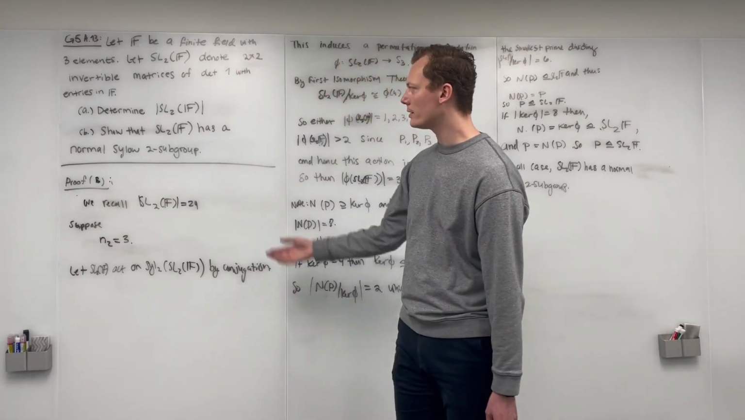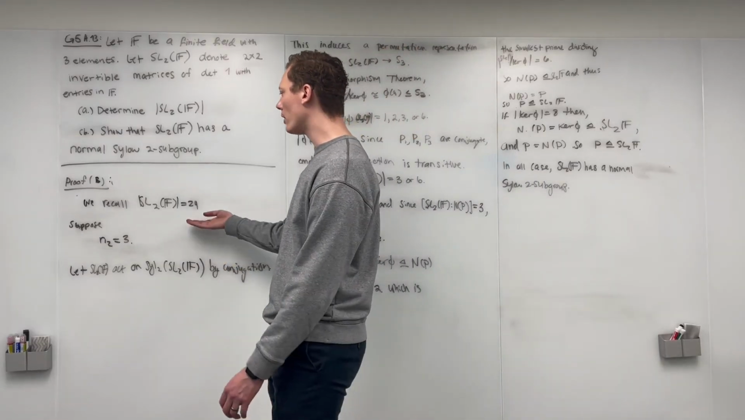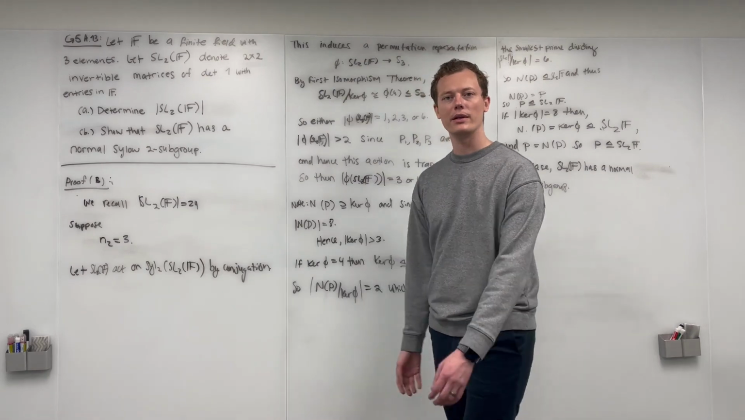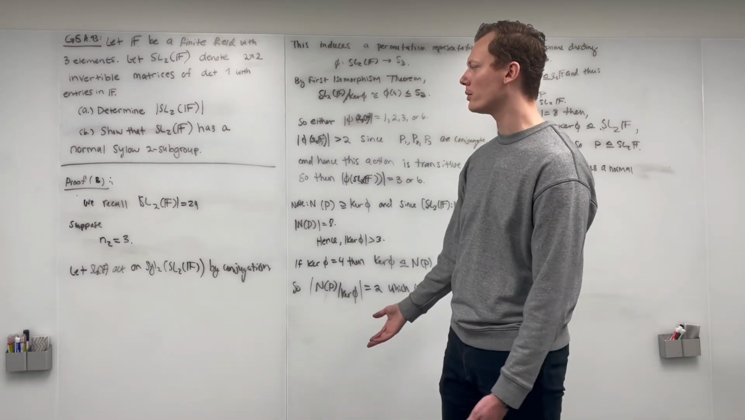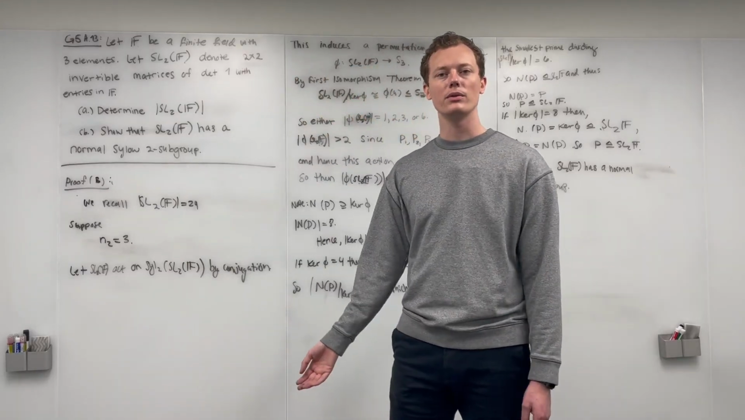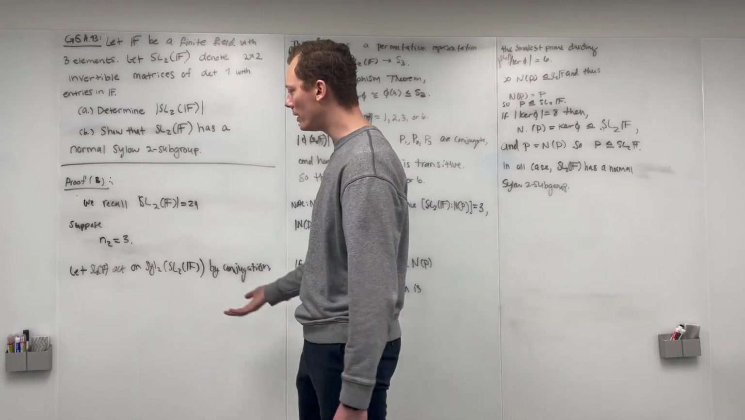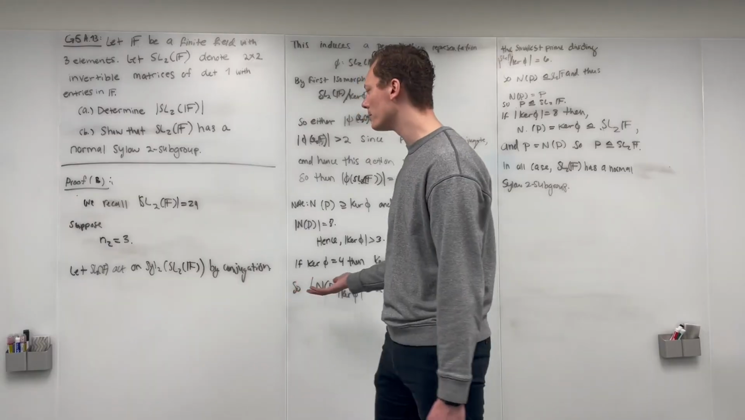And now we want to show that SL2F has a normal Sylow 2 subgroup. So recall from part A that SL2F has order 24. Now if the number of Sylow 2 subgroups is equal to 1, then we're done. So let's suppose that it equals 3. So there are 3 Sylow 2 subgroups.